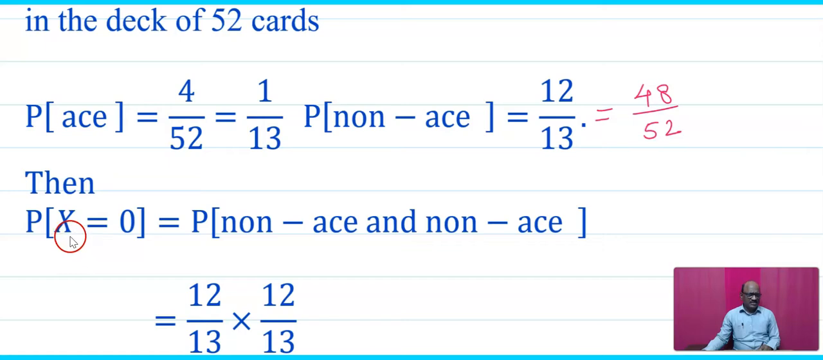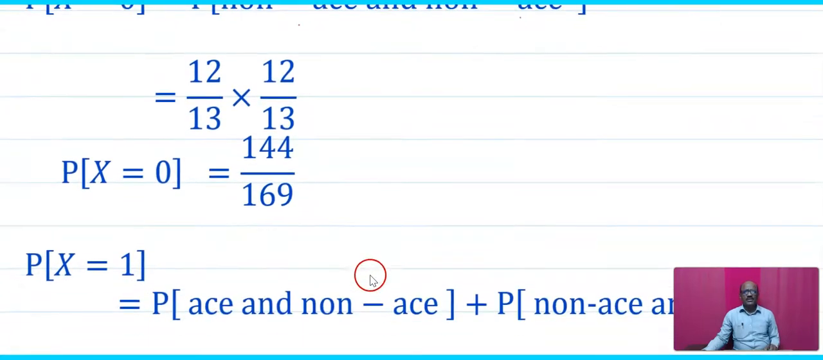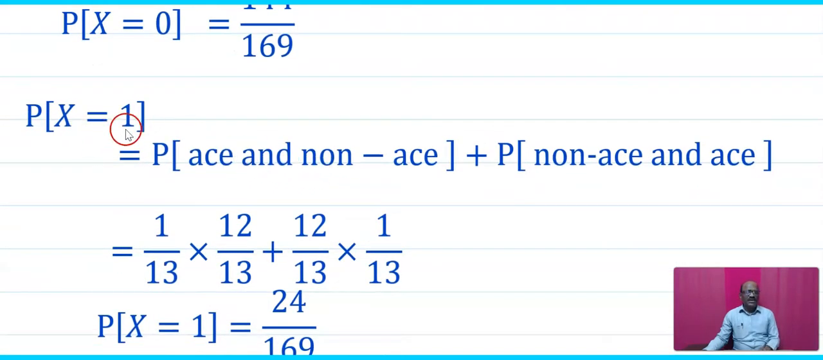Now next, see this here. X equals 0 means no ace is there, first is non-ace and second is also non-ace. Then what about its probability? That is 12 upon 13, and next is also 12 upon 13, because it is with replacement. Therefore, the probability of X equal to 0 is 144 upon 169. When one ace is there, that is first is ace, second is non-ace, or first is non-ace and second is ace.